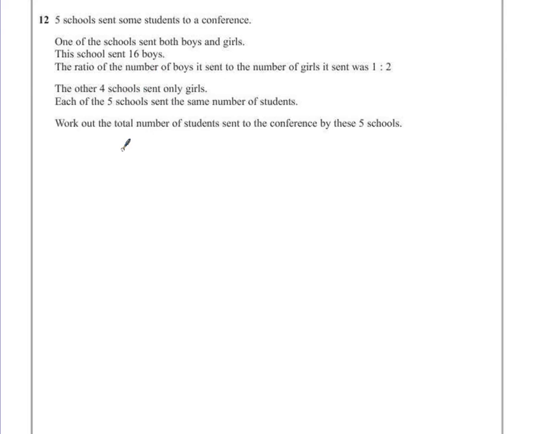Now we know that the ratio in the first school of boys to girls is given as 1 to 2. We also know that they sent 16 boys. So we need to know how many girls they sent so we can work out how many students there were.